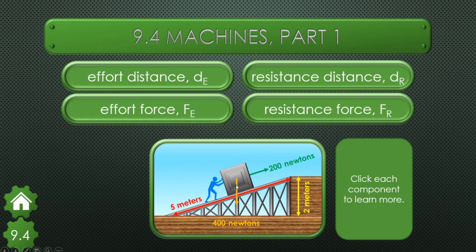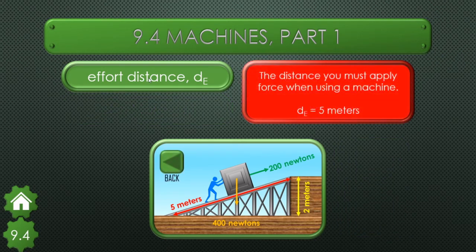The box that Frank is pushing weighs 400 newtons, but Frank only has to exert 200 newtons of force to push the box up the ramp. If he tried to lift the box straight up, then he would have to use 400 newtons of force. So the ramp is making Frank's job easier. It is easier for him to push the box up the ramp than it would be for him to lift the box straight up. So let's start with the effort distance.